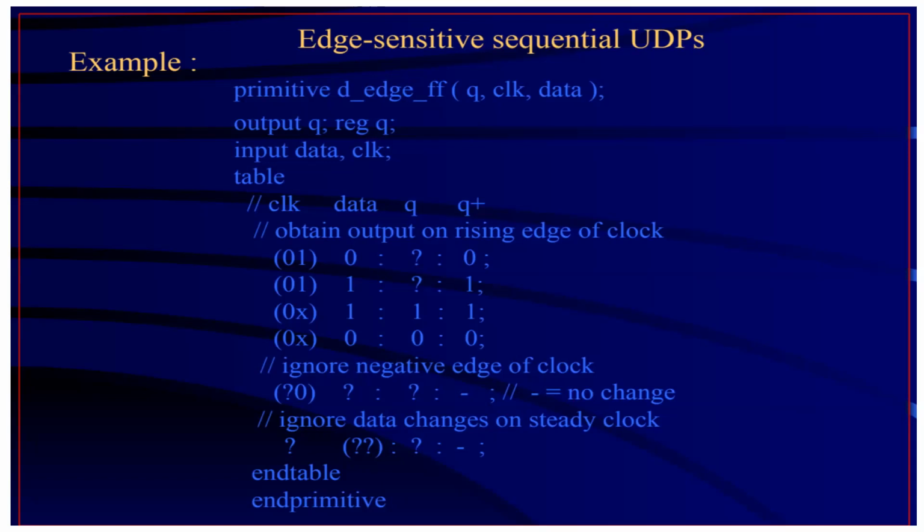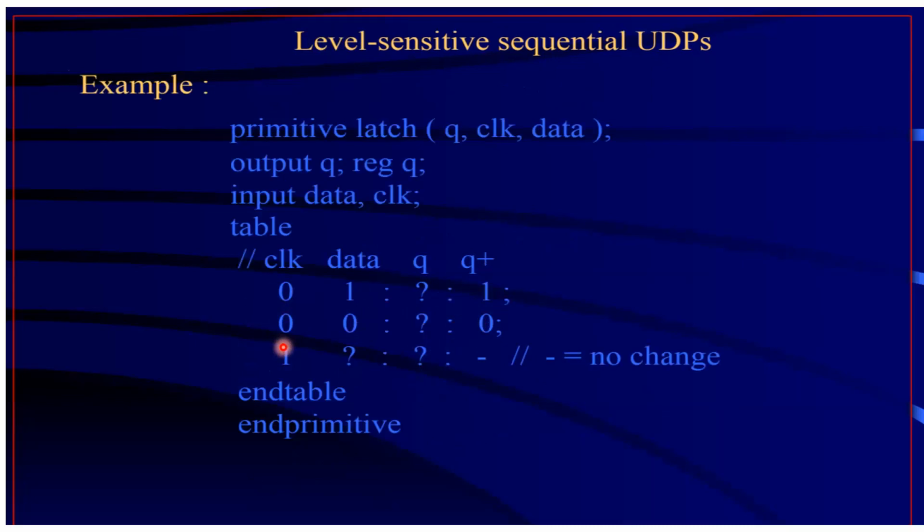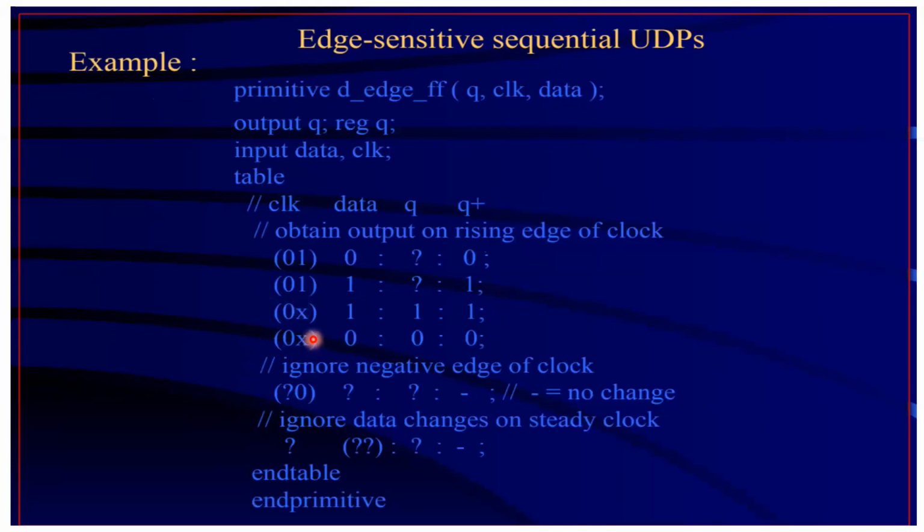In the first case, if data is 0, then the output is 0 and the next state is 0, irrespective of the present state. If data is 1, the output is 1. This is treated as a 1. These two are the no change states. Earlier, when the clock is 1 and data is question mark, then no change. Here the clock is unknown, so that is no change.